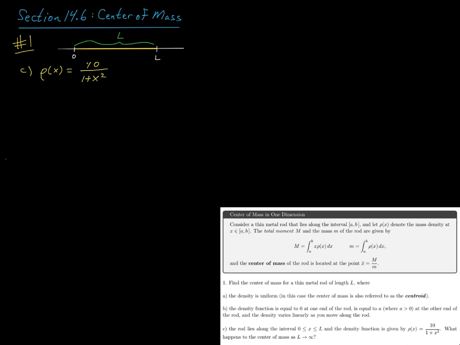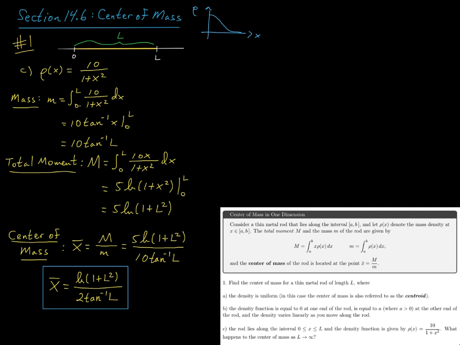Okay, well, let's first just think about what's going on with the density function. If x is 0, I'm going to get a density of 10. And notice as I let x increase, my density is going to decrease, and then we're going to approach a density of 0 as we let x become infinitely large. So we're becoming less dense as we move along the rod with a maximum density at 0 with a density value of 10.